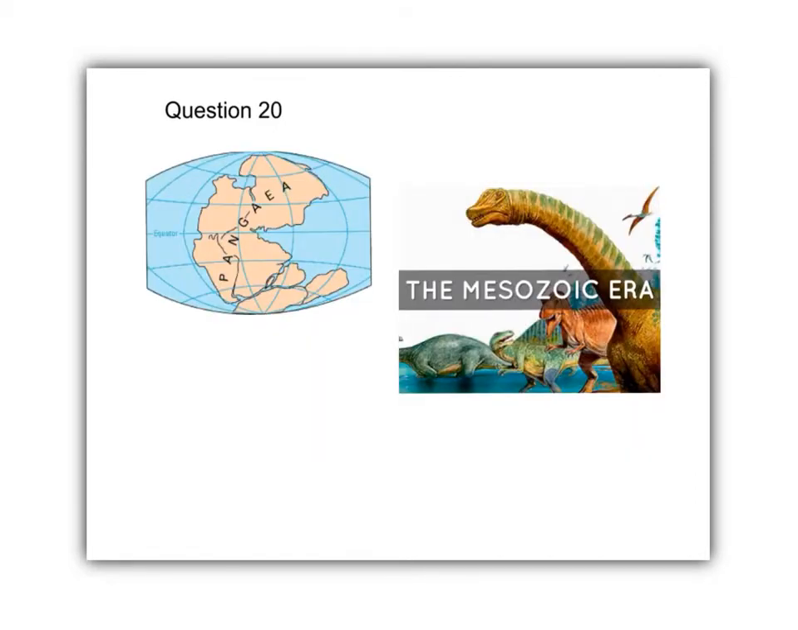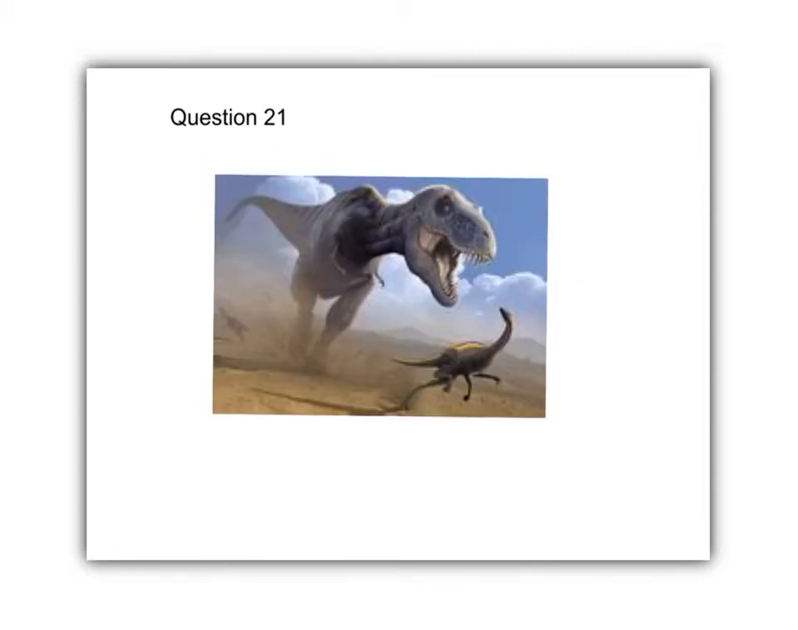Question 20. So, when did Pangaea break apart? Right here, Mesozoic era. So just remember that. That's when Pangaea began to break. Question 21, this should be easy. During the Mesozoic era, our dinosaurs right here, our friend T-Rex, they dominated that era.